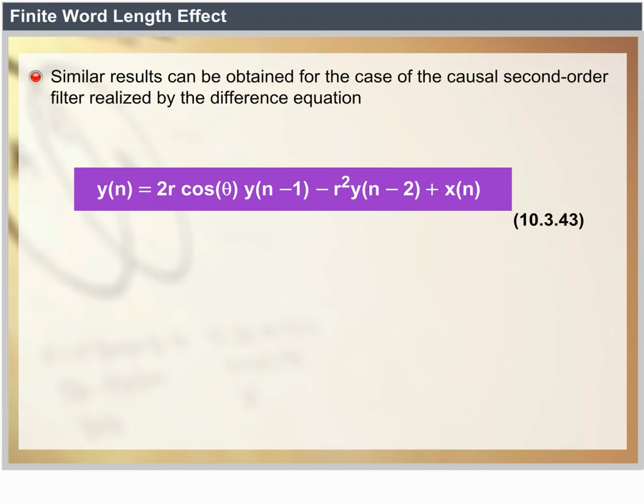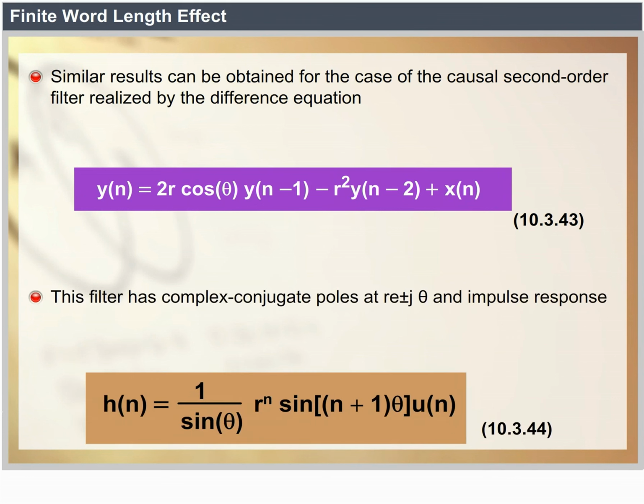Similar results can be obtained for the case of the causal second order filter realized by the difference equation y(n) = 2r cos θ y(n-1) - r² y(n-2) + x(n), equation 10.3.43. This filter has complex conjugate poles at r e^(±jθ) and impulse response h(n) = (1/sin θ) r^n sin((n+1)θ) u(n), equation 10.3.44.